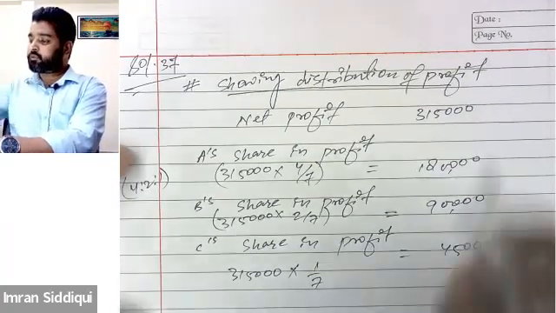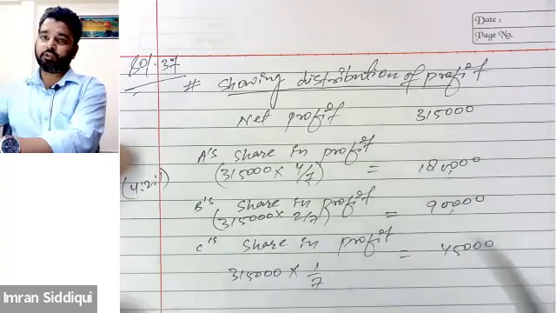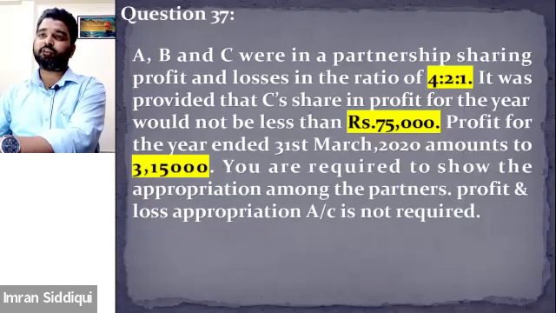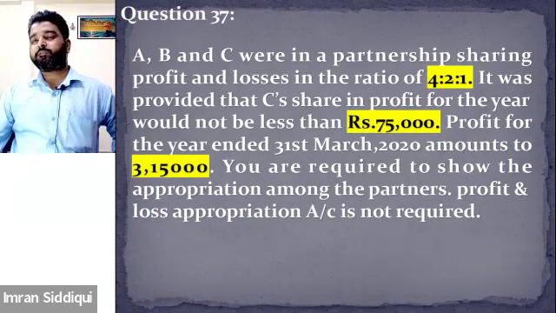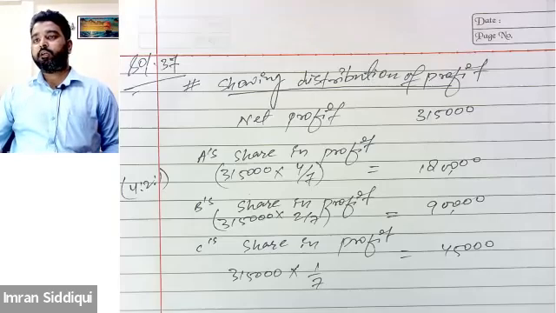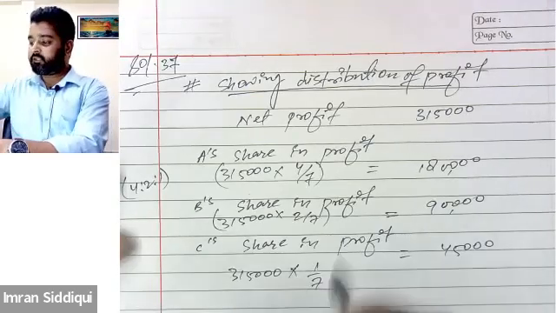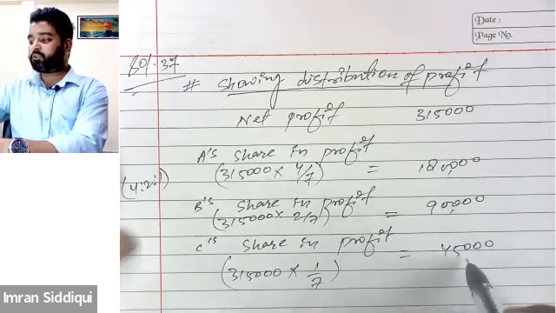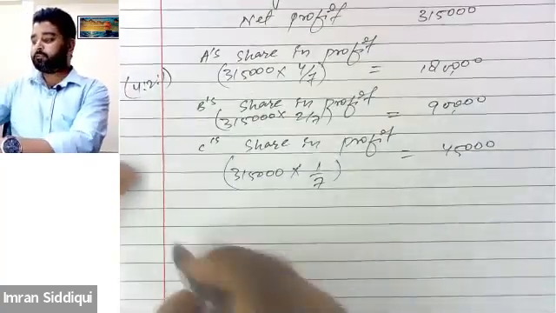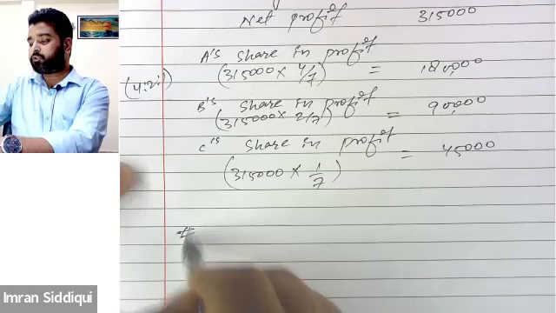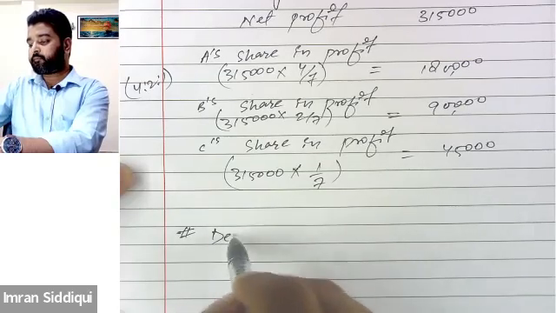Now C has been assured of getting a profit of at least 75,000. That is given in the question. C was given a guarantee that he will make a profit of at least 75,000, but here we have calculated that he is only receiving 45,000 as the share in profit. So obviously there is a deficiency.